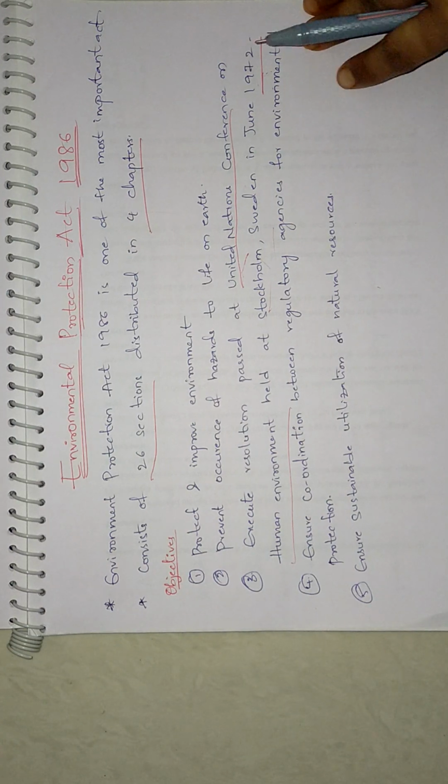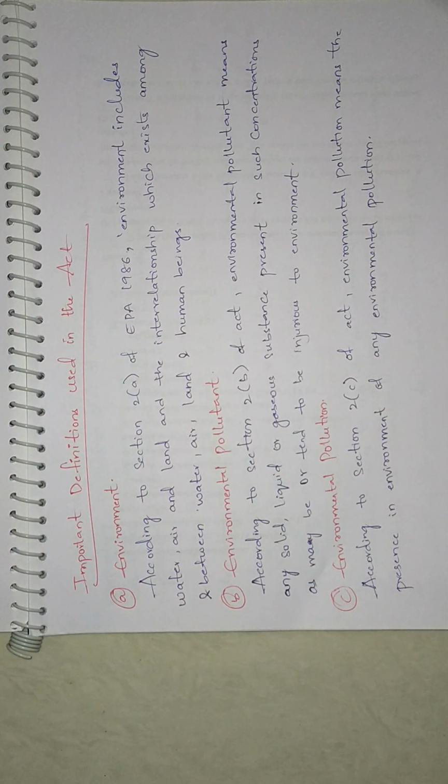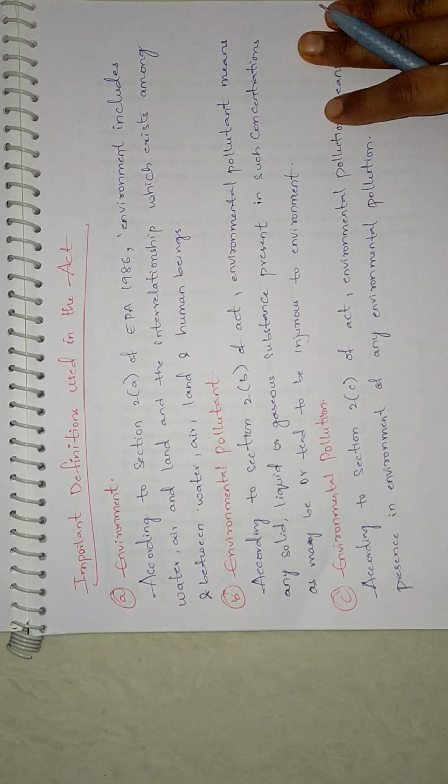And now let's see important definitions. For every act we'll have some definitions, and based on those definitions only they will conclude the results, okay? Now first one is environment. According to Section 2A of the EPA 1986, environment includes water, air, land, and the interrelationship which exists among and between water, air, land and human beings and other living creatures as well. Other living creatures means plants, microorganisms, like that. All these definitions you have to learn anyhow. You can write on your own as well.